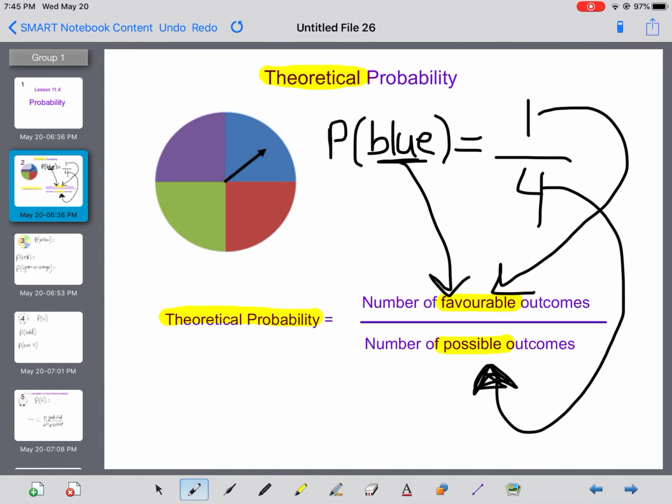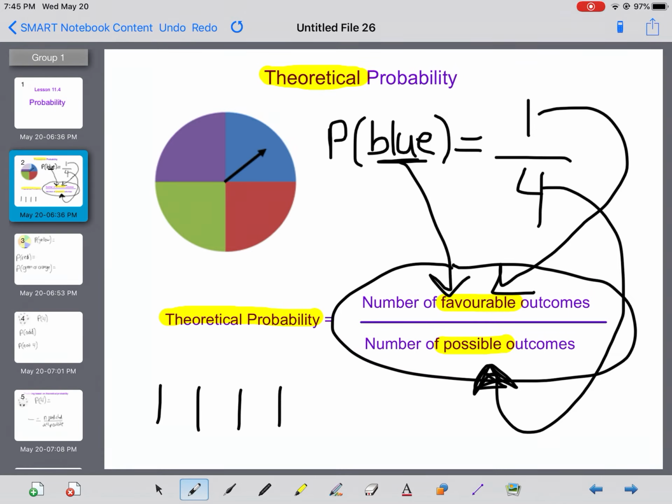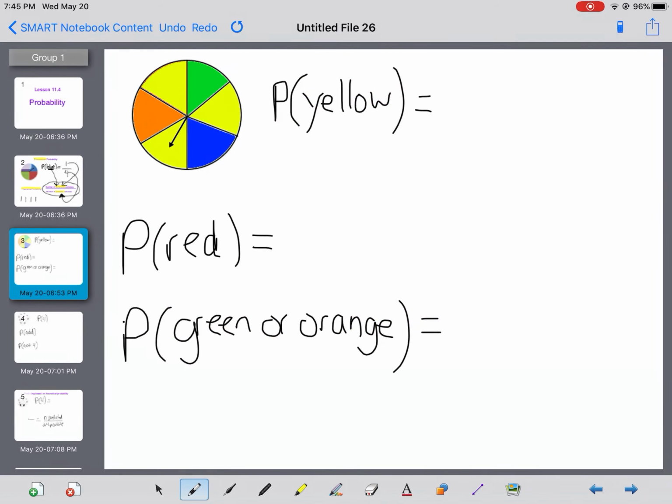But it's theoretical. It doesn't mean that if I were to spin this spinner 4 times, 1 time would be blue, 1 would be purple, 1 would be green, and 1 would be red. It just means in theory, that's what should happen. So theoretical probability is just a theory, what should happen. It doesn't mean it's exactly going to happen that way, but we can use theoretical probability to help us with different things. So let's try applying that to a different spinner.